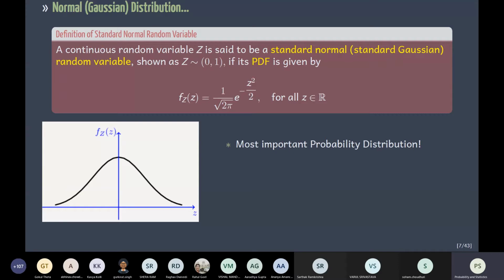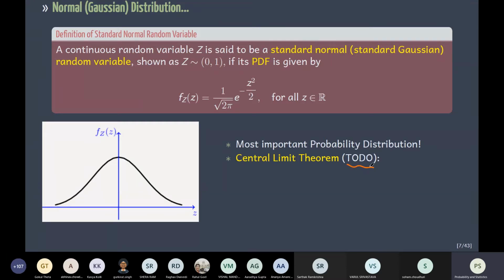Okay, so the standard normal distribution or Gaussian distribution is the most important probability distribution in the whole of probability and statistics. We don't even hesitate to say this. I'm not even saying one of the most, I'm saying the most important probability distribution. So you can already see the importance of this. And one of the reasons why it's the most important is the so-called central limit theorem, and we will do this theorem.